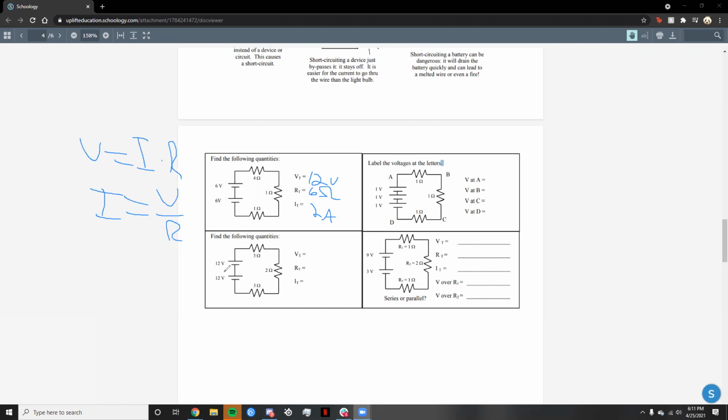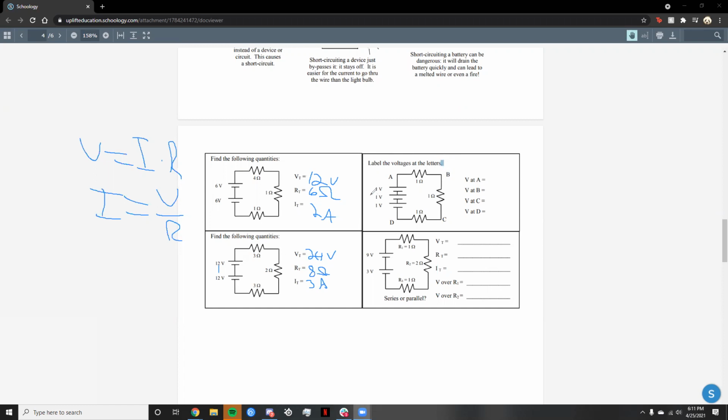And then find the following quantities. 12 plus 12 is 24 volts. Total resistance is 3 plus 3 is 6 plus 2 is 8. 24 divided by 8 is 3. Don't forget to add your units. And that's that. Label the voltage at the letters.